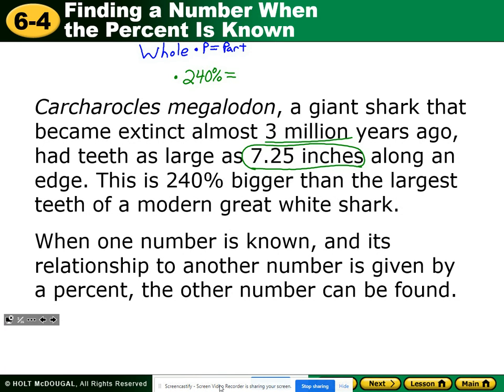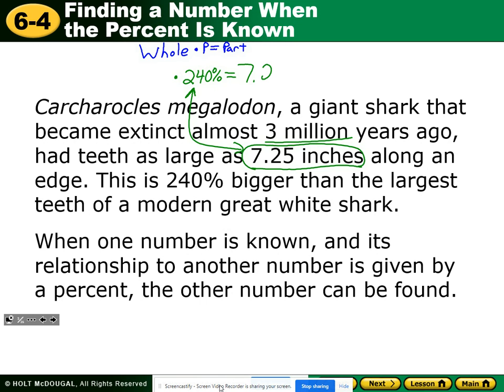So, is this 240% representing the 7.25? So that 7.25, is that the part or is that the whole? That's going to be the question. And what we've got to ask ourselves, do these two have a connection? Is that 240% the same thing as that 7.25 inches? Would the 7.25 inches be a part? The 7.25 inches is a part in this one.